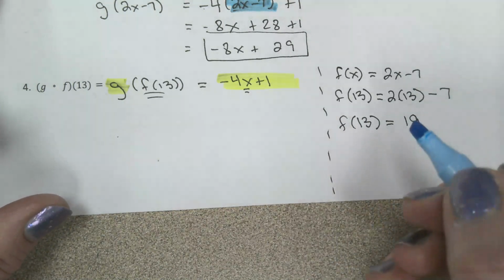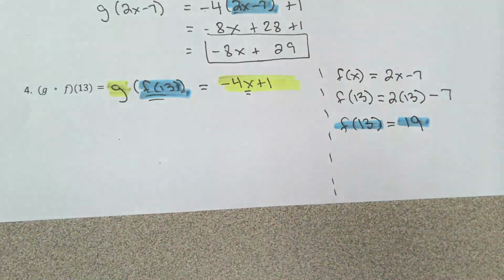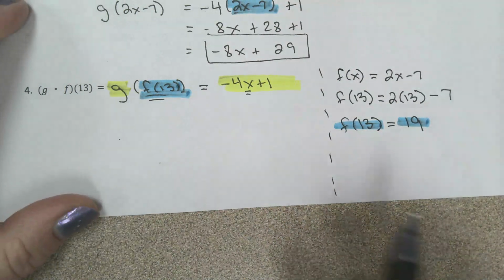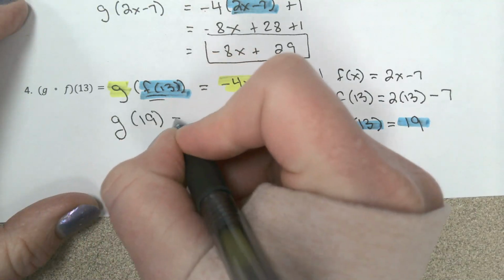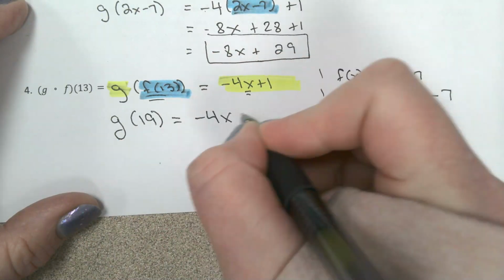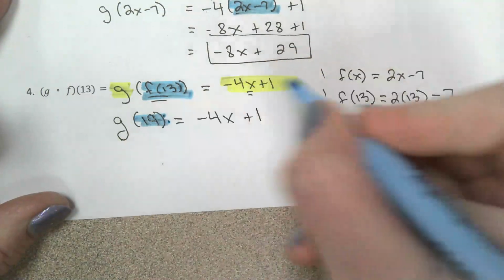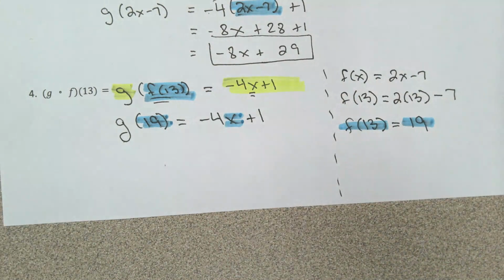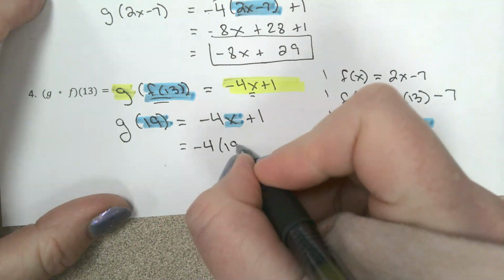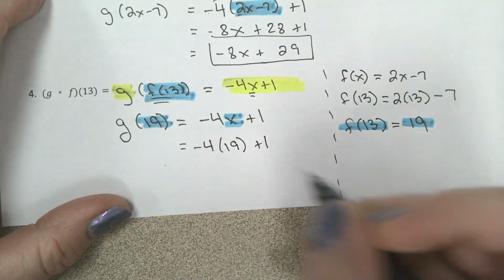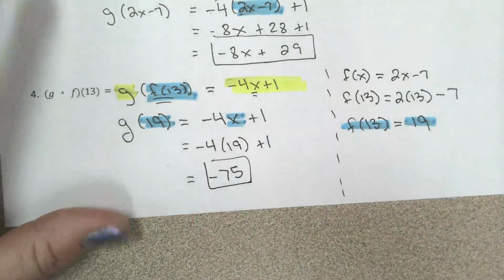All right, so f of 13 equals 19. So right there, in place of that f of 13, I'm going to replace that with 19. So I have g of 19 equals negative 4x plus 1. Remember, whatever you have right here, we're plugging in place of x on the other side. Negative 4 times 19 plus 1, and my calculator says negative 75.